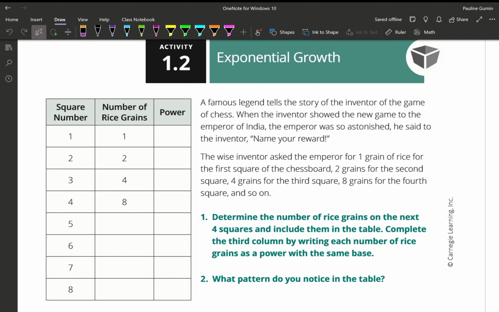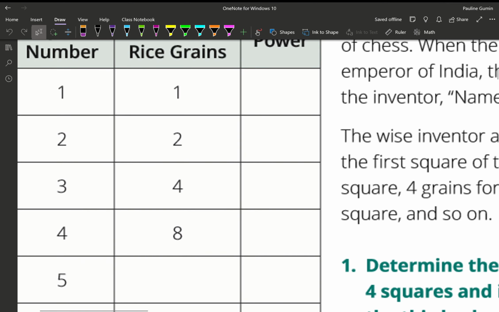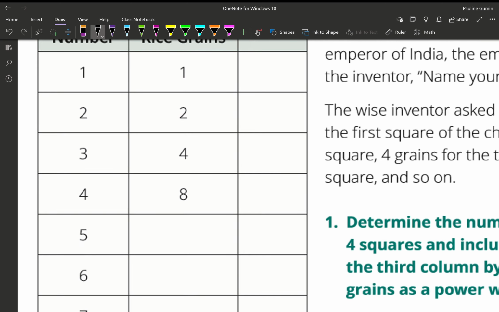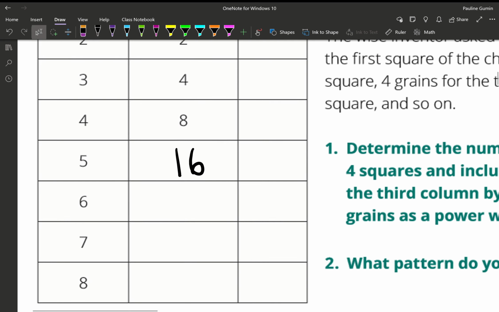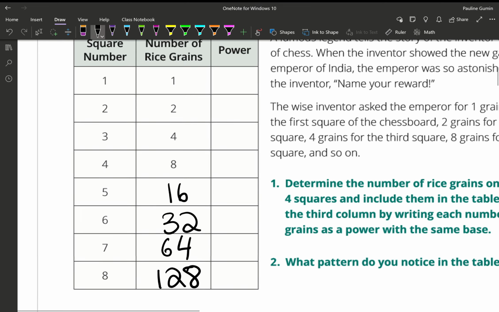give me 1 grain of rice for the first square, and then give me 2 grains of rice for the second square on my chessboard, and 4 grains of rice for the third, 8 for the fourth, and so on and so on." So let's determine the number of rice grains that he's going to be getting. Well, now let's take a look at this pattern. It goes 1, 2, 4, 8. Hopefully you see that we are multiplying by 2. So let's fill that in. 8 times 2, 16. 16 times 2, 32. Then 64. Then 128. Now we also have a column for powers.